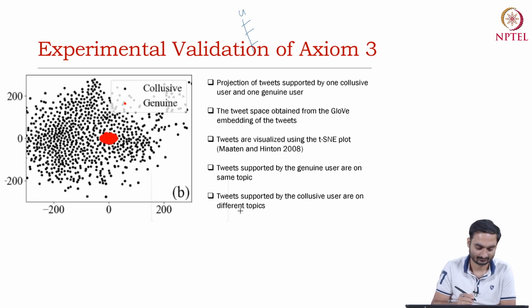You see that these red dots are topical diversity of collusive users and black dots are genuine users. So you see that red dots are all clustered, meaning their topic, sorry, it's the other way around. Red dots correspond to genuine users and black dots correspond to collusive users. So you see that for genuine users the topics are very clustered, whereas for collusive users topics are scattered all over the place. We will use these clues for detecting collusive users.